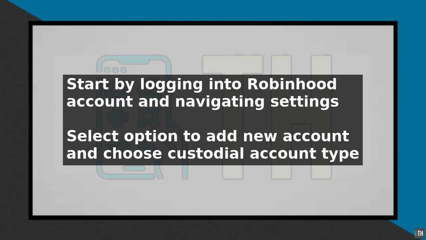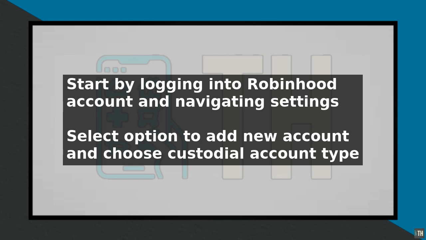To open a custodial account in Robinhood, start by logging into your Robinhood account and navigating to the account settings page. From there, select the option to add a new account and choose the custodial account type. You will need to provide the required information, including the minor's name, date of birth, and social security number.